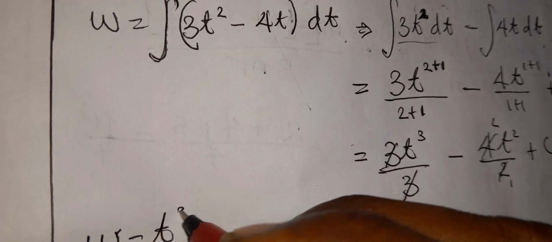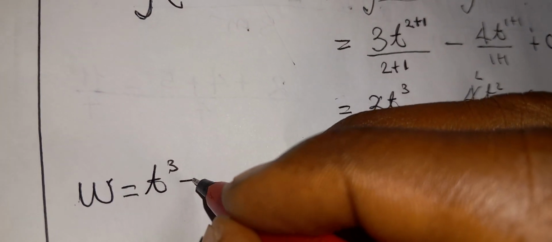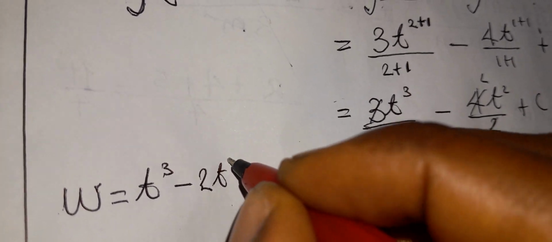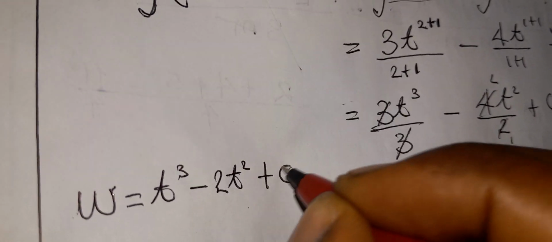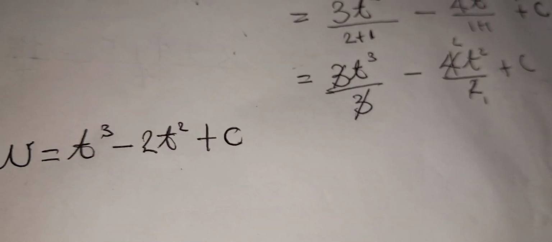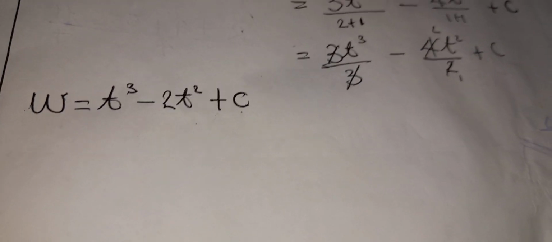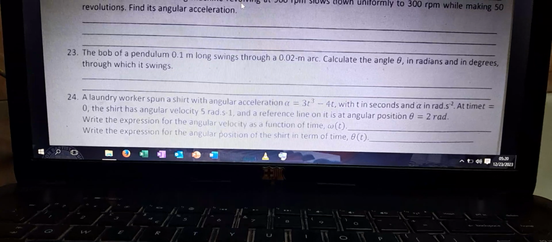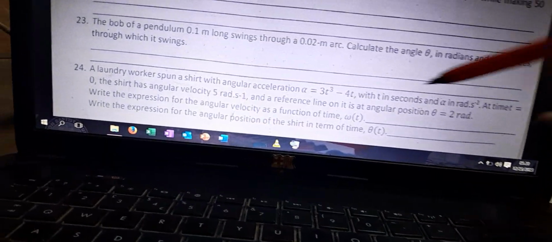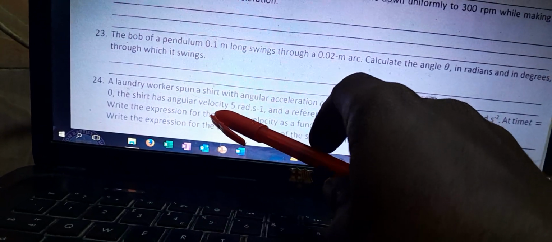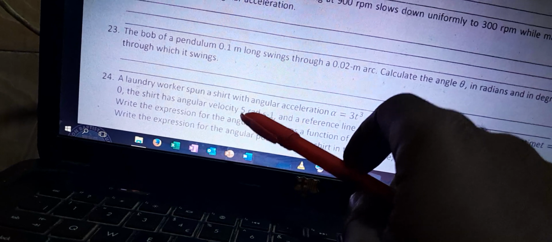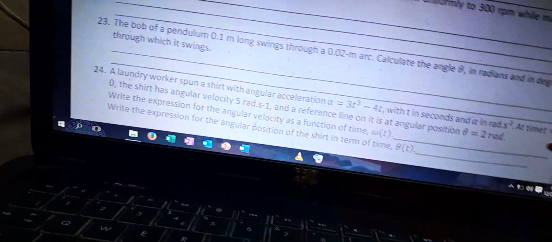So it means that our angular speed equals t to the power of 3 minus 2t to the power of 2 plus c. We can actually find the value of c using the information given to us in the question. Let's go back to the question and see. We're told that at t equals 0, the shed has an angular velocity, that's omega, equal to 5 rad per second. So this is omega, this is t.